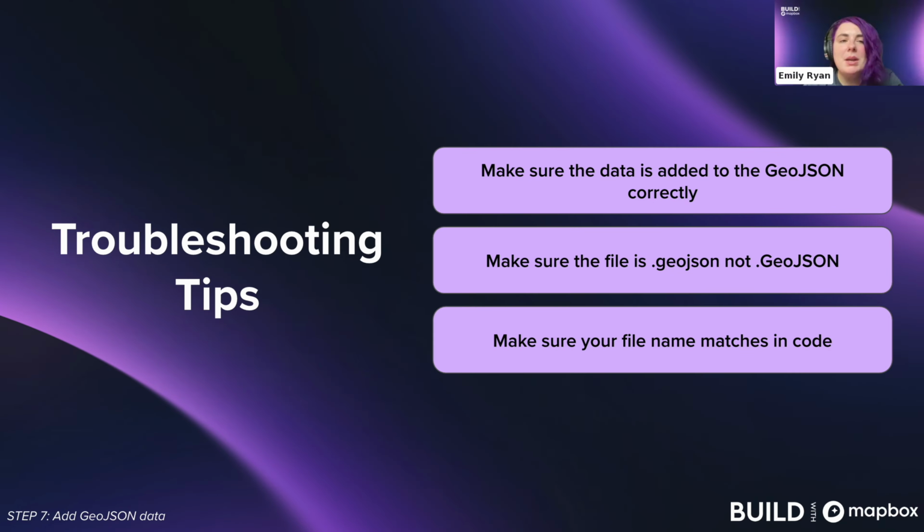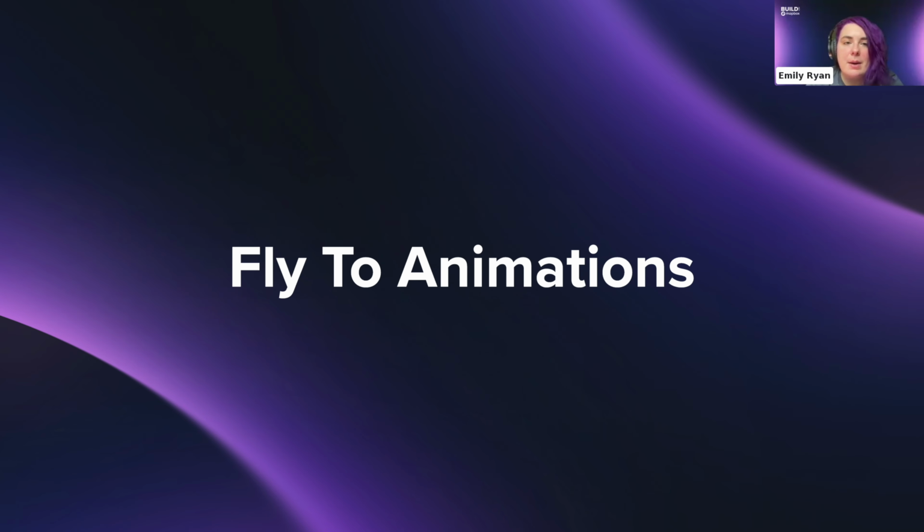But yeah, so something to definitely keep in mind when you're adding that GeoJSON to your project. Next, make sure the GeoJSON file is named .geojson all lowercase and not the uppercase. That will also spawn a problem. And then lastly, just make sure your file names match in code. It's really easy to typo those, but yeah, so let's move on to the next step.